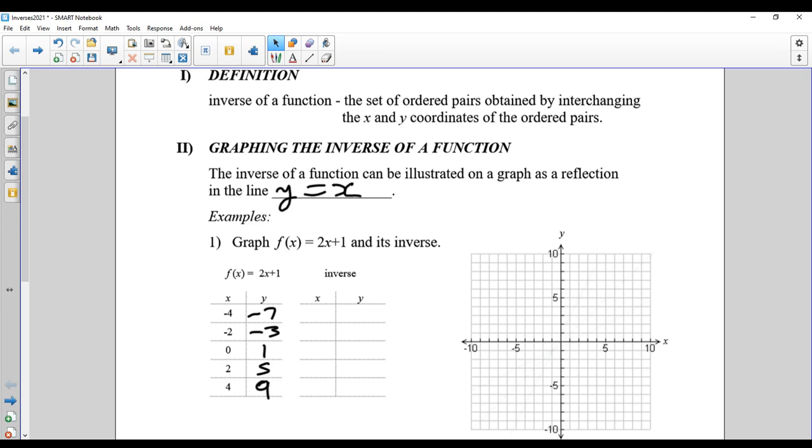Well, one definition of the inverse is to just simply reverse the order of these coordinates. So instead of (-4, -7), it's (-7, -4). Instead of (-2, -3), it's (-3, -2). Instead of (0, 1), it's (1, 0). Instead of (2, 5), it's (5, 2). Instead of (4, 9), it's (9, 4). It's that simple. It really is that simple.